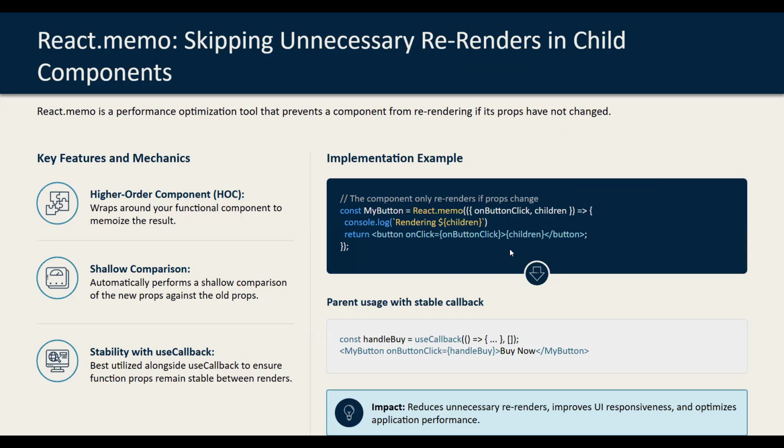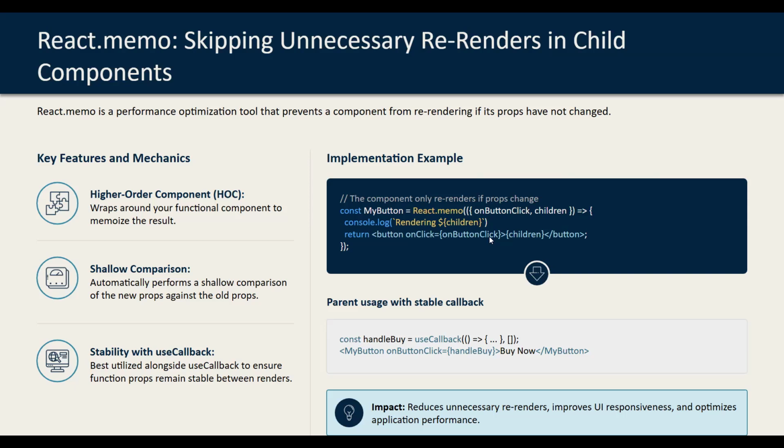It is what helps us prevent the child component from re-rendering when its properties have not changed. But that also only works if the properties, especially the functional props, stay stable. This is why it has been observed that React.memo and useCallback are so often used together.